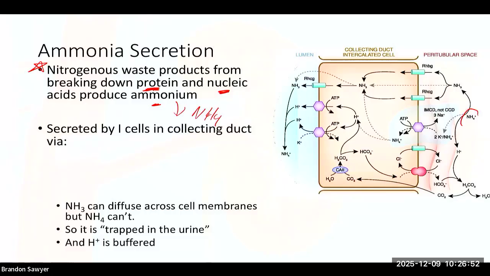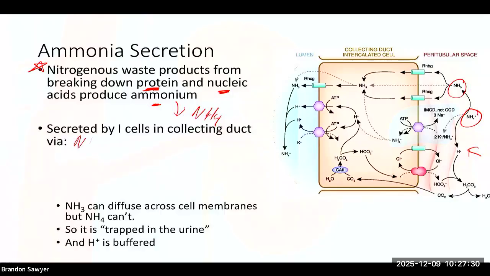Okay, so we're going to start out here in the peritubular space, which would just be the interstitial space, right? So same orientation as before. This is the filtrate of the urine. This is the kidney tubule cell. This is the interstitial space. So from the blood, we're sending ammonium into this interstitial space, which then we're going to try to get into the kidney cells. But we can't get NH4 across cell membranes. Ammonium doesn't get across cell membranes, so we need to convert it into NH3 first.